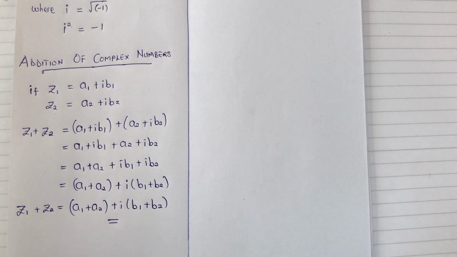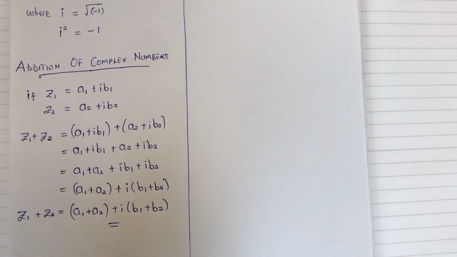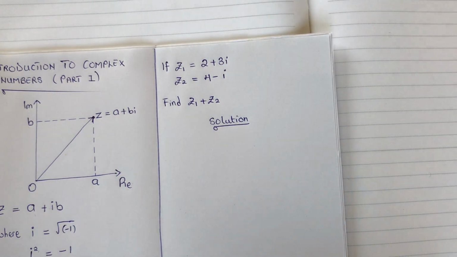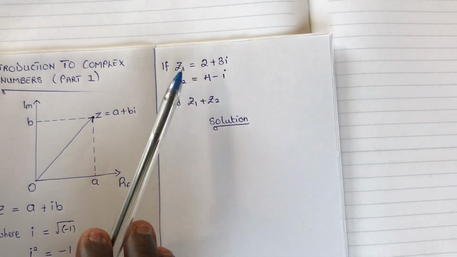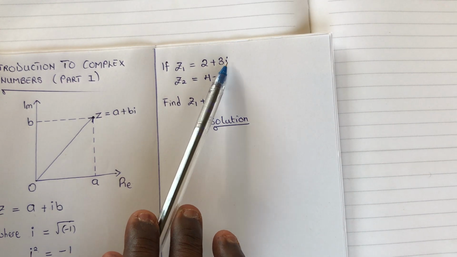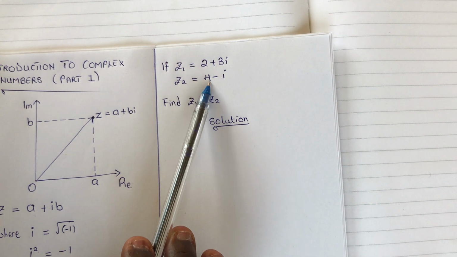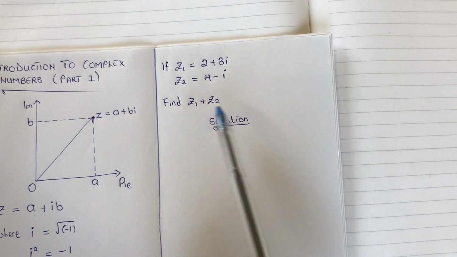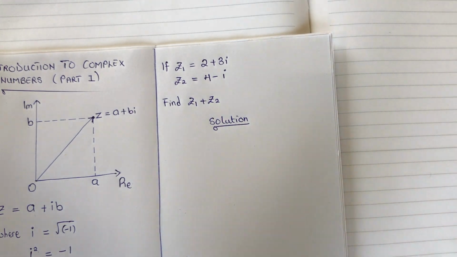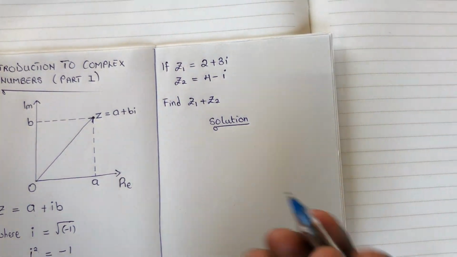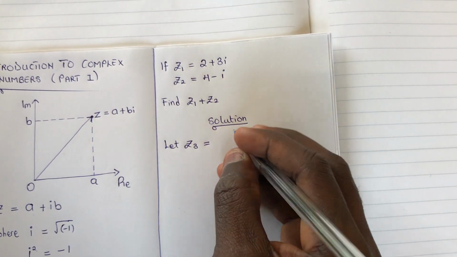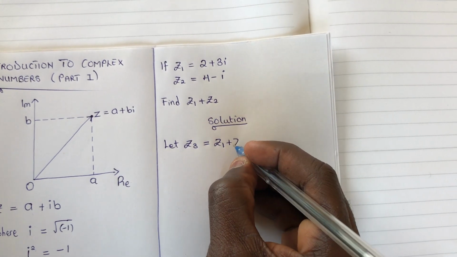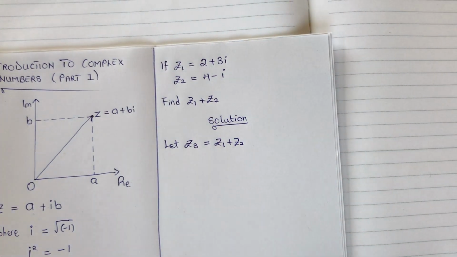So I'll take one example. Let's say we are told to find z1 plus z2, where z1 is equal to 2 plus 3i, and z2 is 4 minus i, and we are told to find the sum of it. So it's very simple. All we need to do is to represent this by saying let z3 be equal to z1 plus z2, so that it will be very simple.